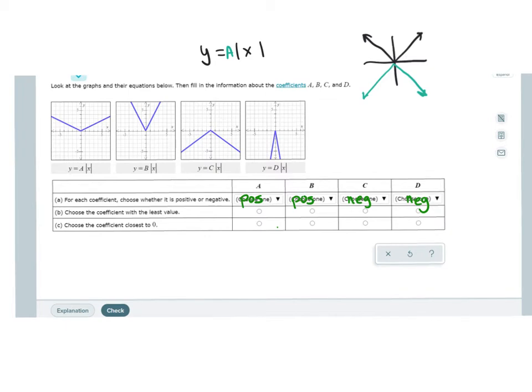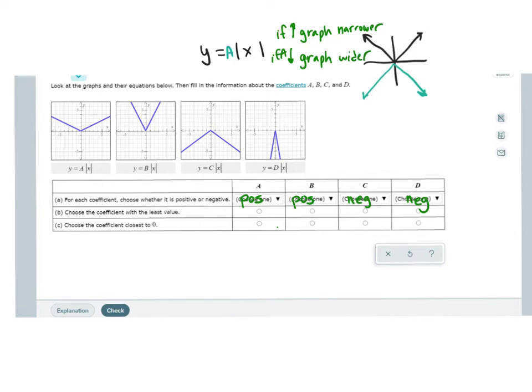Now, in this case, part B says, find the coefficient with the smallest value. Well, as a gets bigger, the graph gets narrower. So if a increases, the graph should become narrower. And if a decreases, so if that number in front decreases, the graph becomes wider.